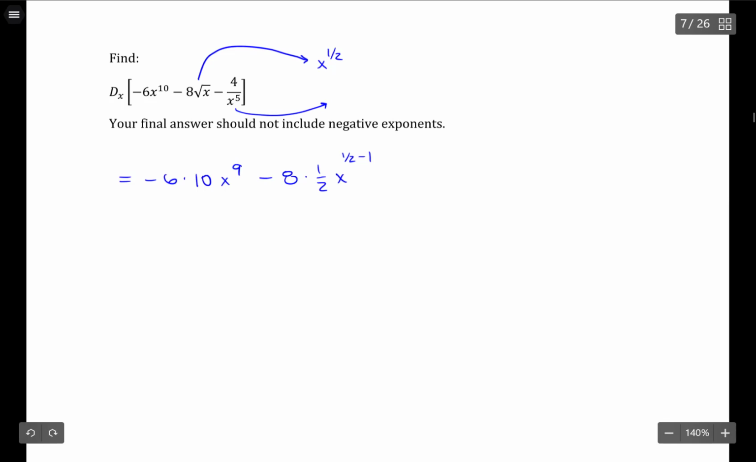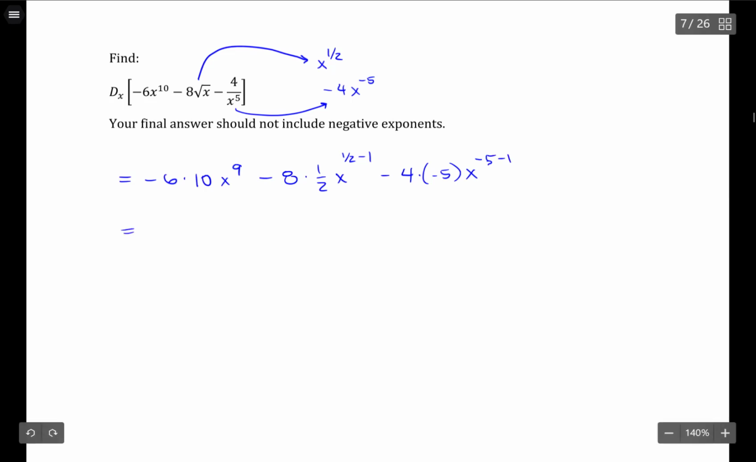And the same is true of this next term. Again, instead of differentiating 4 over x to the 5th power, I'm going to rewrite it as minus 4x to the negative 5th power. Just make that a negative exponent. So now I have my coefficient of negative 4. I'm going to bring negative 5 down, and this is multiplying, so be careful. X to the negative 5 minus 1.